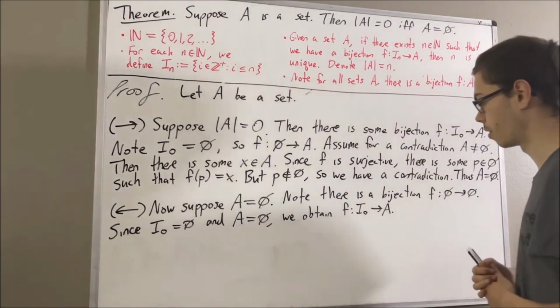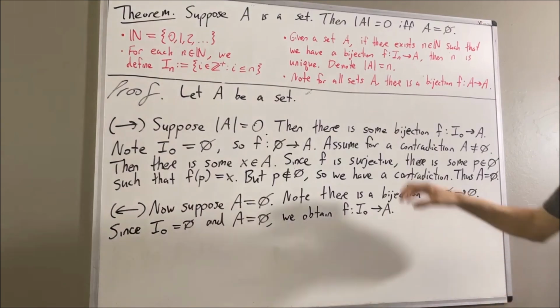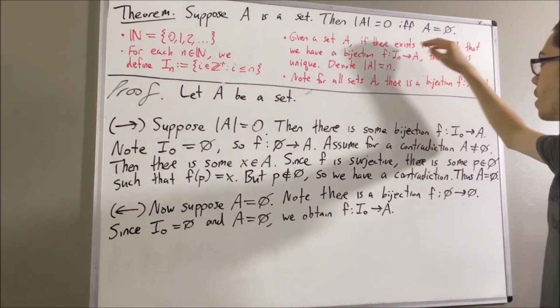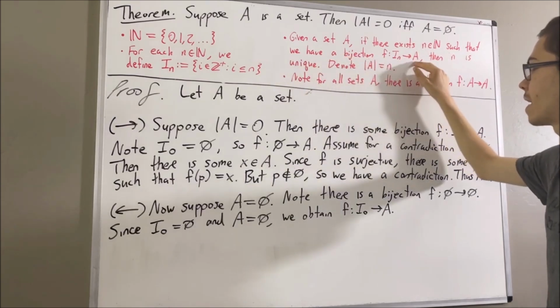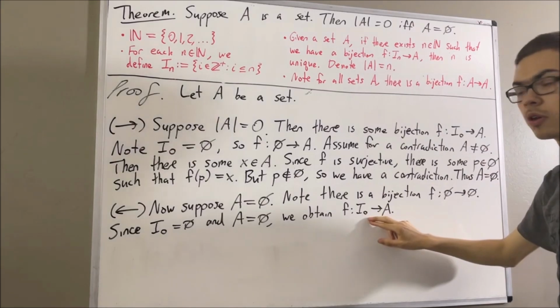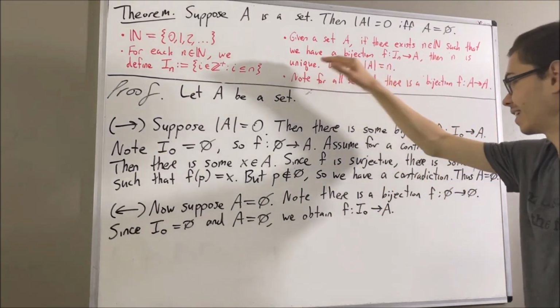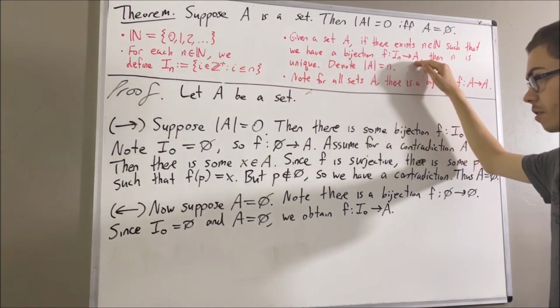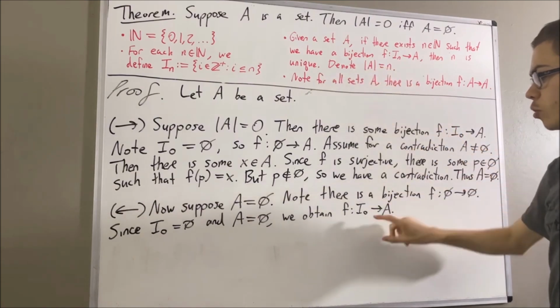So what do we see here? Well, we have a bijection from I0 to A. According to what we have written here, we have found a natural number n such that we have a bijection from In to A. Namely, this natural number is 0. And we know that this natural number 0 uniquely satisfies this condition. So, yeah, the number of elements in A is equal to 0.